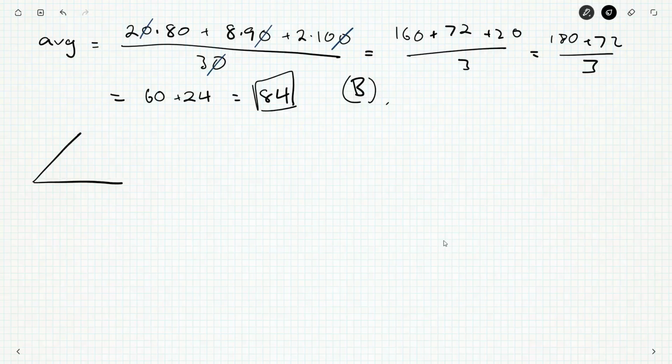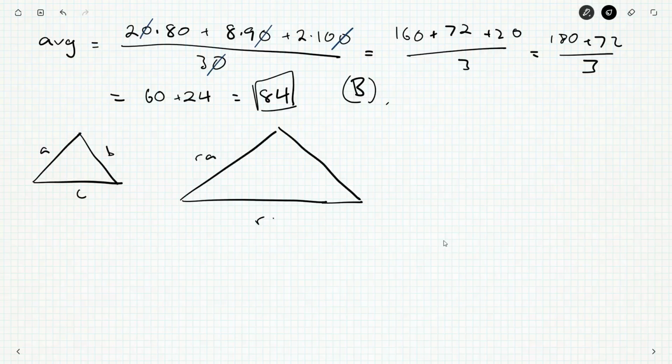But if I have one triangle whose side lengths are A, B, and C, and I get a similar triangle, and each of the side lengths is increased by some constant, some common ratio, usually we call it R, then the area of the first one, which maybe I'll call this area X, the area of our inflated triangle, our similar triangle, is R squared X. The lengths get multiplied by R, and the area gets multiplied by R squared.